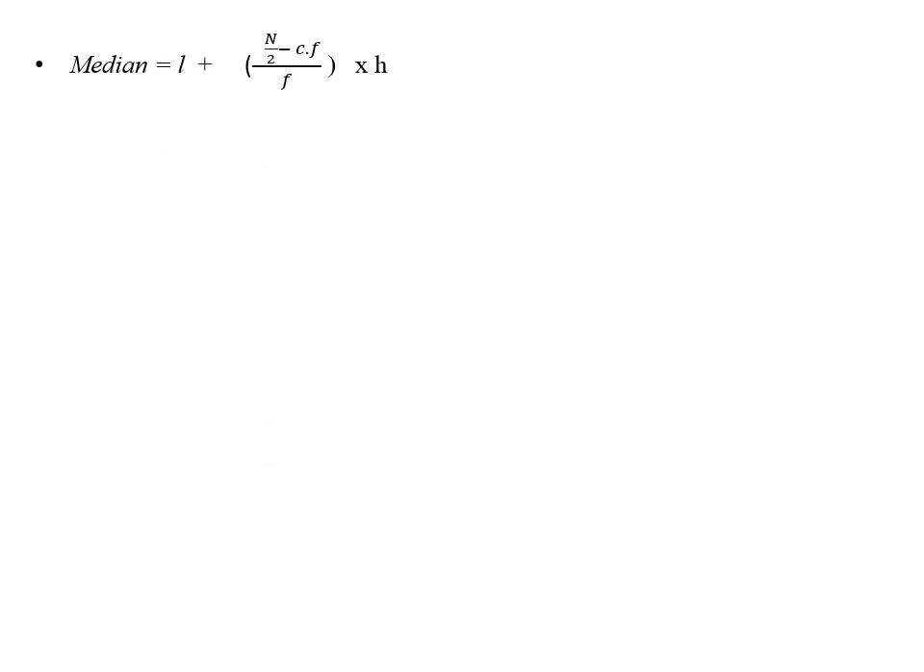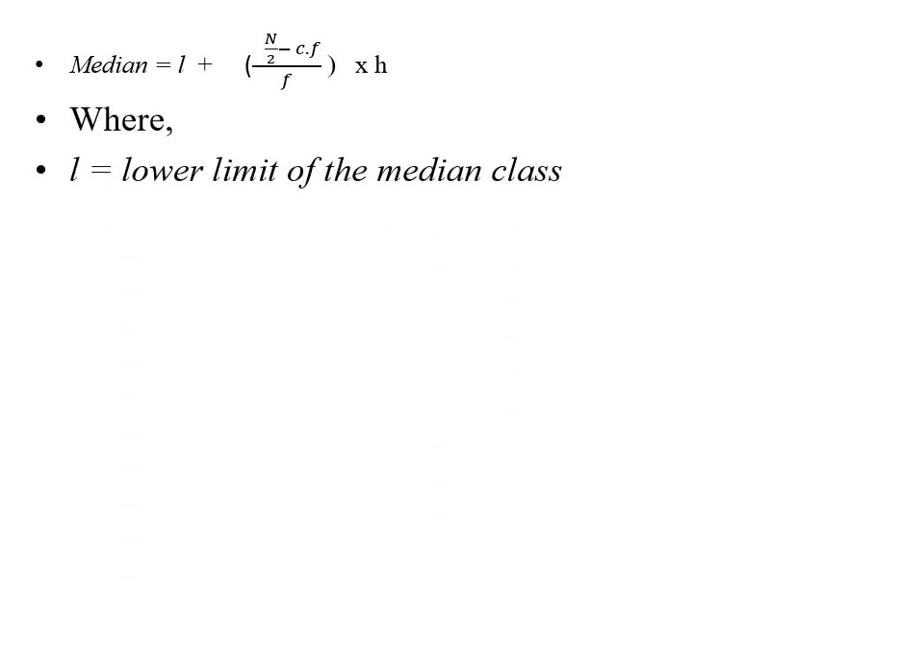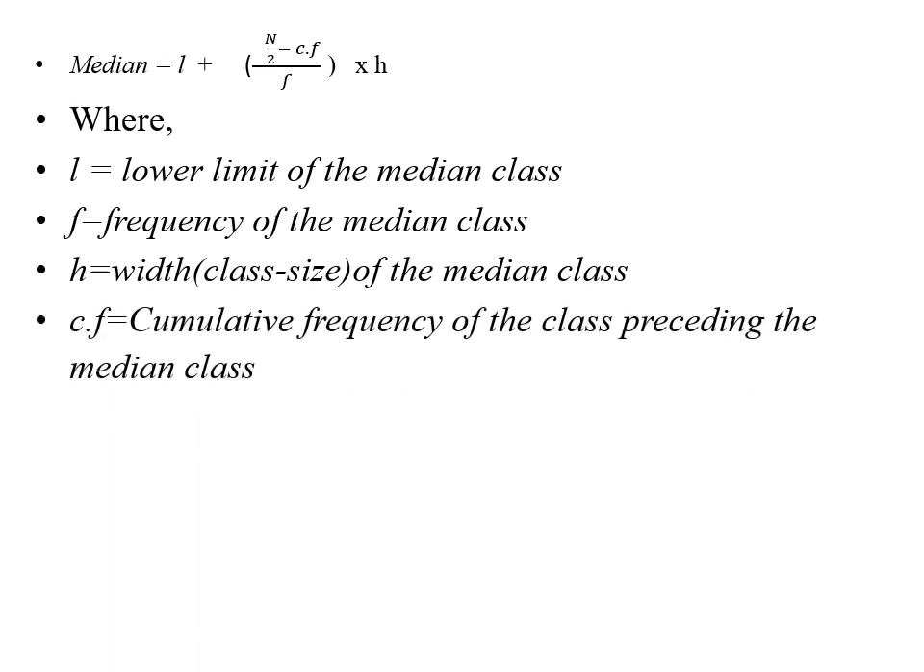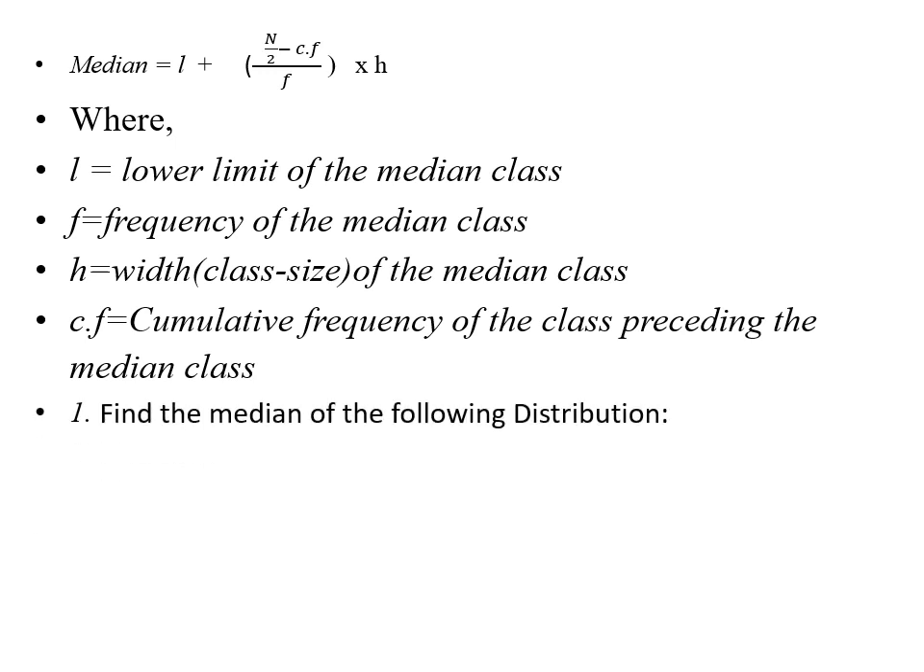Median is equal to L plus (n by 2 minus CF) upon F, into H, where L equals the lower limit of the median class, F is the frequency of the median class, H is the width or class size of the median class, and CF is the cumulative frequency of the class preceding the median class.